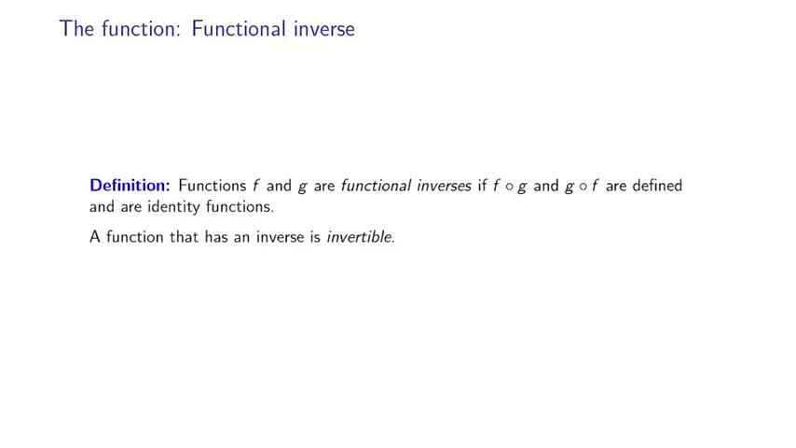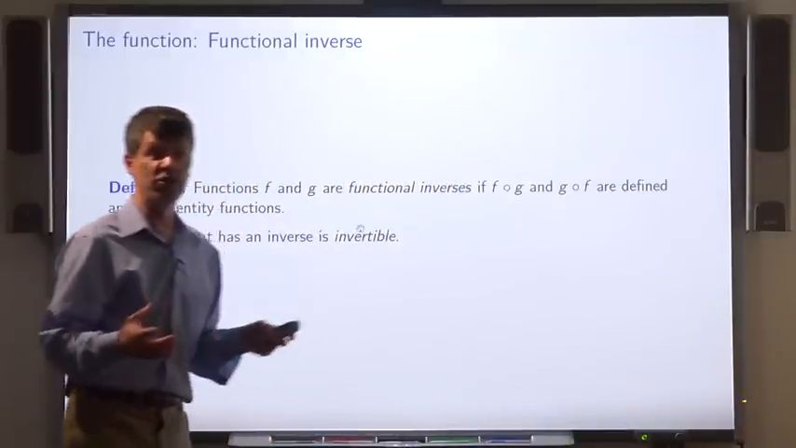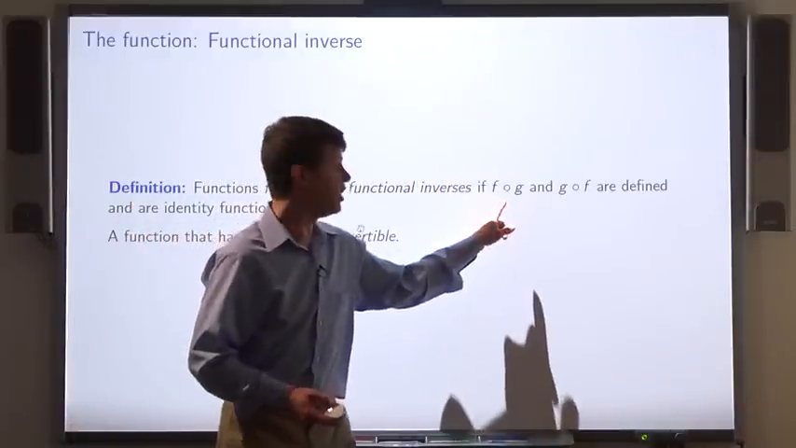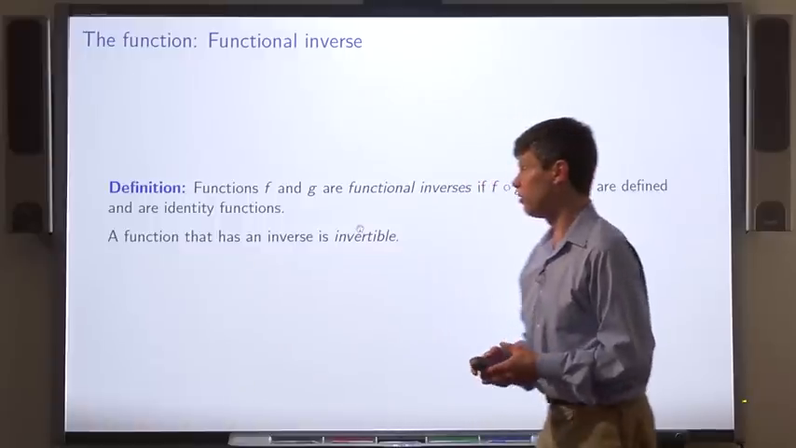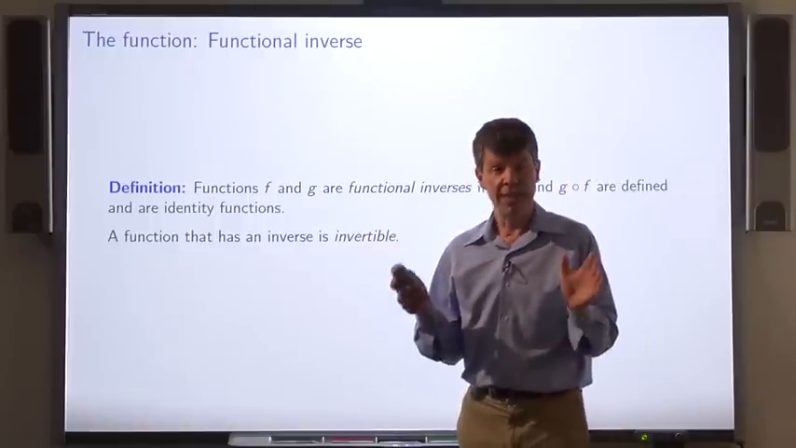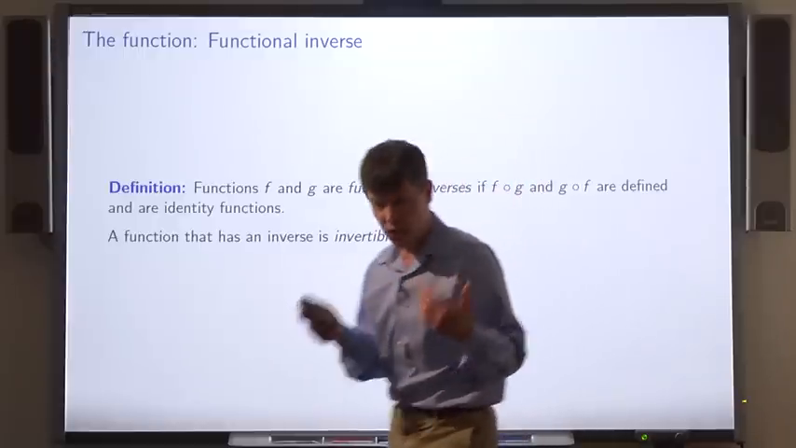We say that functions f and g are functional inverses of each other if f composed with g and g composed with f are defined and are identity functions. And a function that has an inverse is called an invertible function.